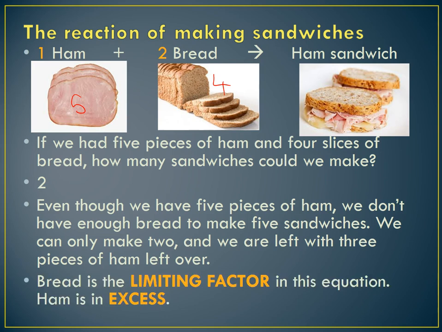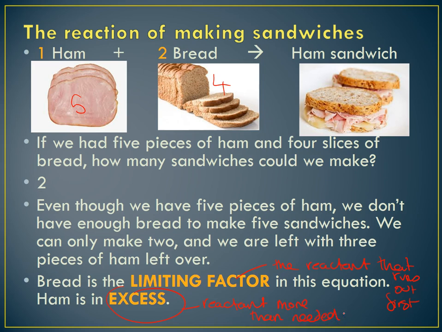So this brings us to the idea that in this example, bread is what we refer to as the limiting factor or the limiting reagent. It's the thing that runs out first. So our limiting factor is going to be the reactant that runs out first. In this example, we will run out of bread and have leftover ham. Because we have leftover, we refer to the ham as being in excess. So this is the reactant that we have more than needed. We will have leftover.